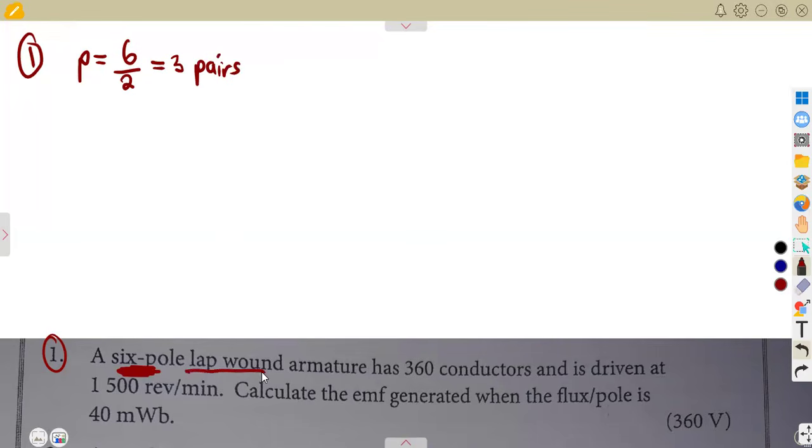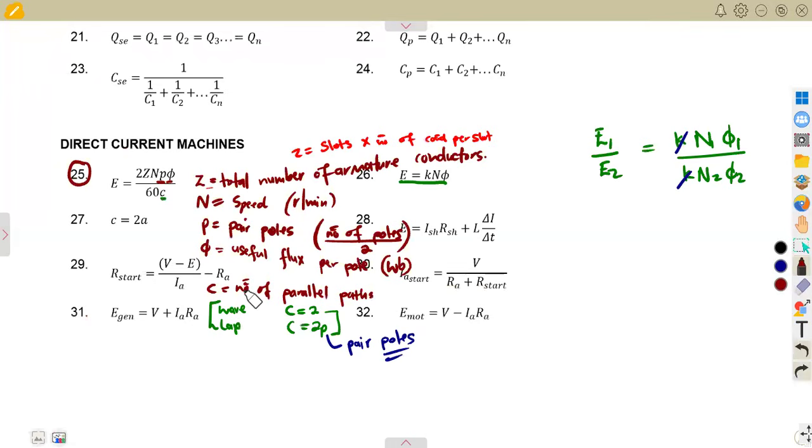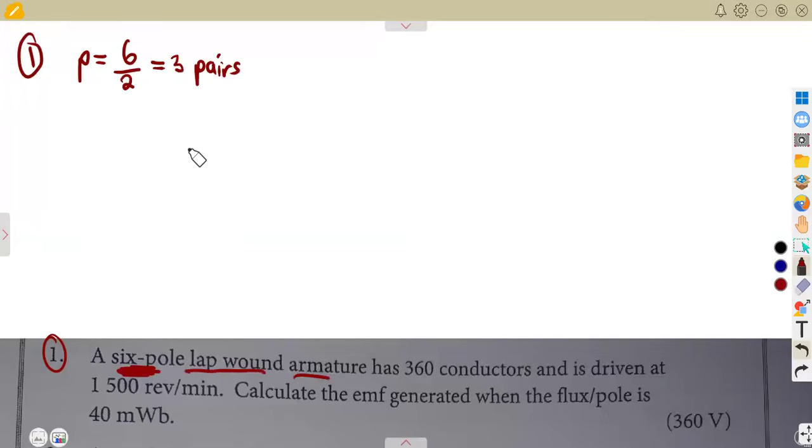It's a lap wound armature. A lap affects C, which is the number of parallel paths. Remember, for lap, C is equal to 2P; if it was a wave, it was going to be 2. But in this case, it's a lap. So C is equal to 2P, which is simply 2 times P. Our pair poles are 3, so we have C equal to 6.